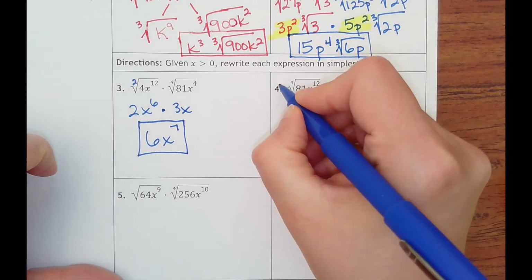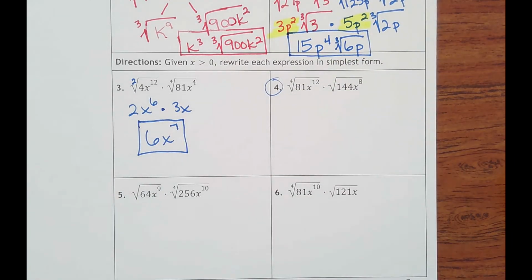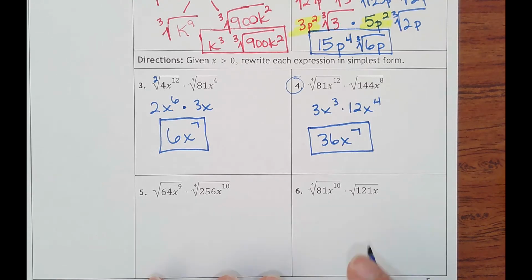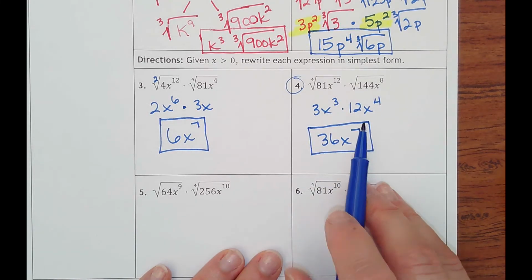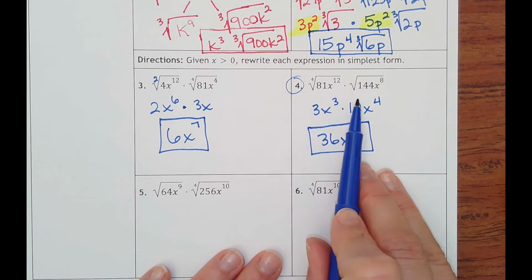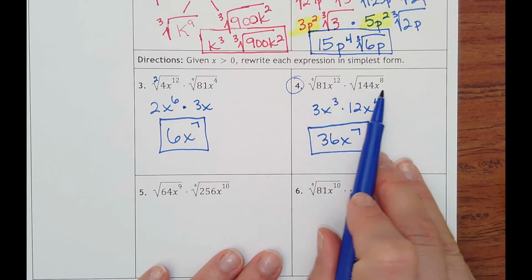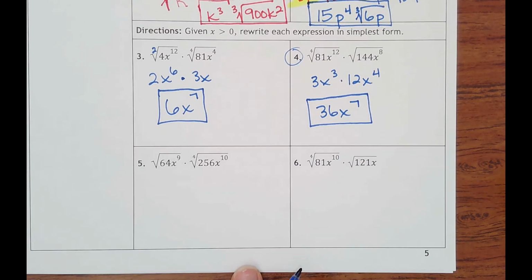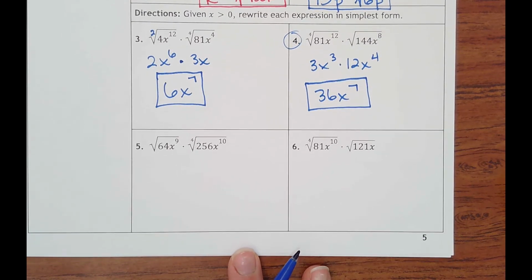Okay, so I'm going to pause and let you try number 4. You should have gotten 36x to the 7th. Everything was a perfect 4th and square, and all the exponents came out nice and neat. So 36x to the 7th.